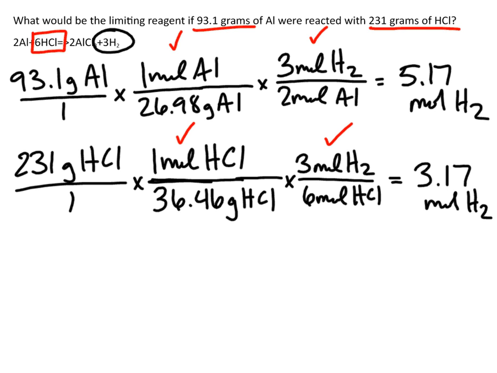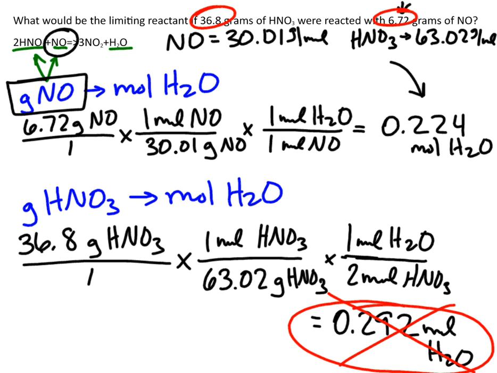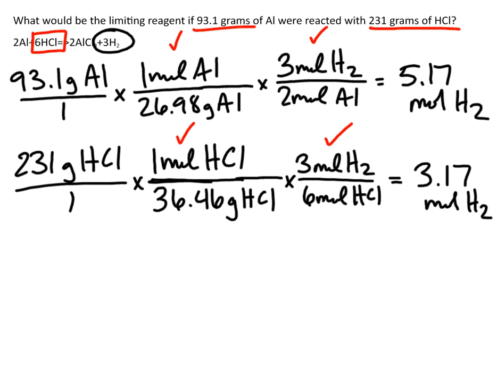Now, the reason why I chose these two problems: if you look at this one, the lesser amount, the 6.72 grams, ended up being the limiting reactant. So if you think, well, there's less NO than there is HNO3, that must be the limiting reactant. Well, in this case, it happened to be that way. In this case here, I had 93.1 grams of aluminum, but I'm going to have that much left over. The 231 grams of hydrochloric acid is all going to be used up. So don't look at the amount of grams and say the lower amount is the limiting reactant, because that's not true.